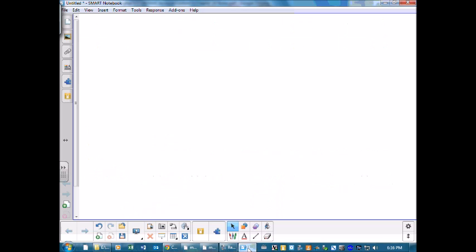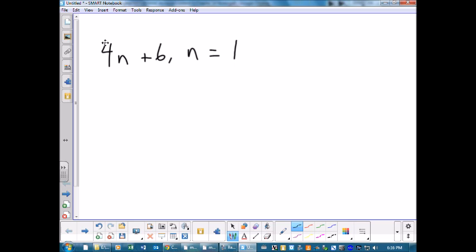I'm going to throw some at you here. Let's go 4n plus 6 when n equals 1. Okay, so feel free to pause. Okay, now I'll go ahead and do it. So n equals 1. That means I'm going to stick the 1 in for the n. So we have 4 times 1 plus 6. That's a tricky one, hey? 4 times 1 is 4, plus 6 is 10.